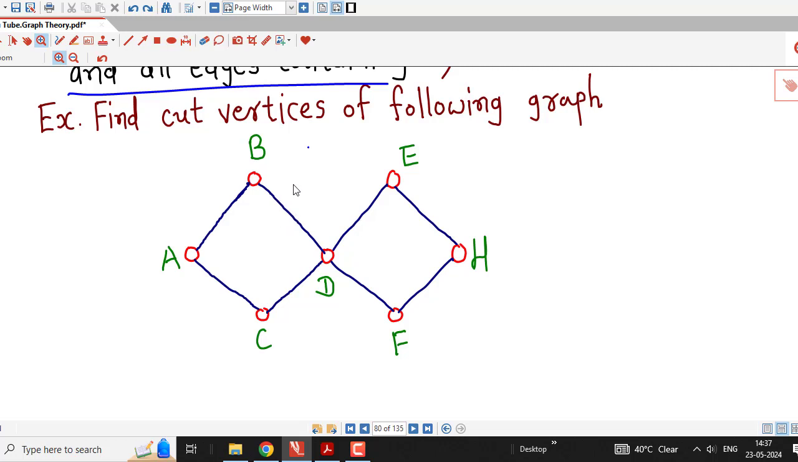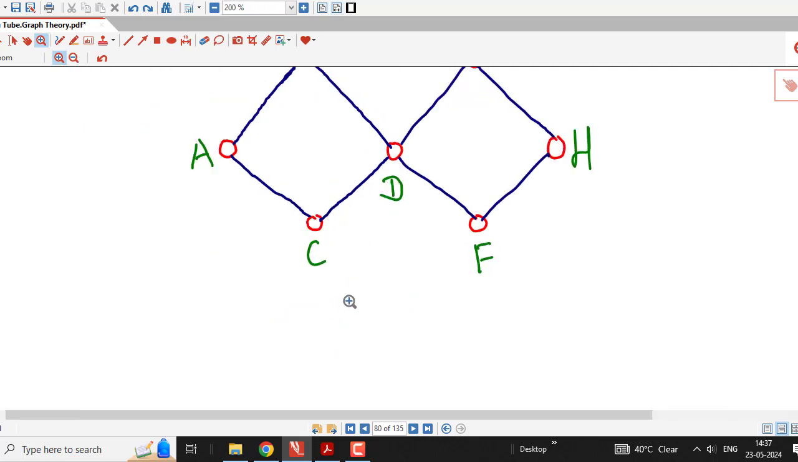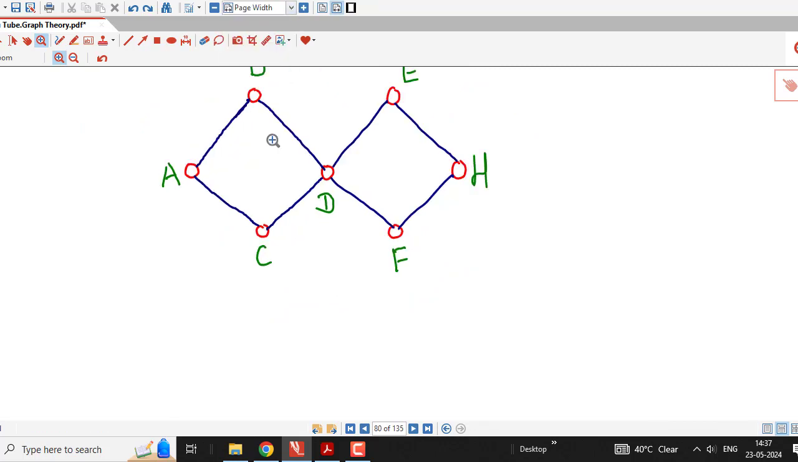So similarly, you can check for vertex B. If you remove this vertex B and these two edges, whatever graph you obtain will remain connected. So I am trying for vertex D.